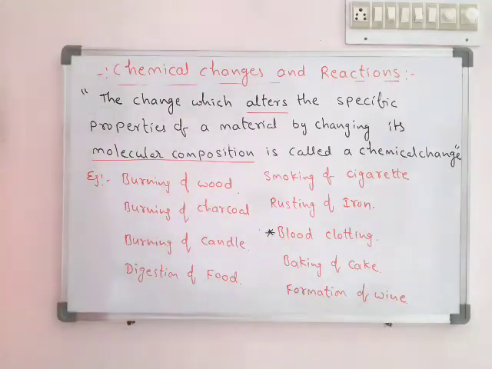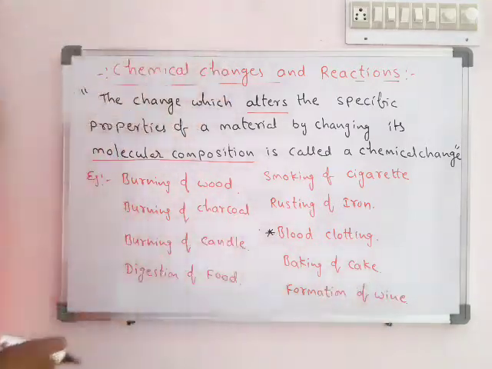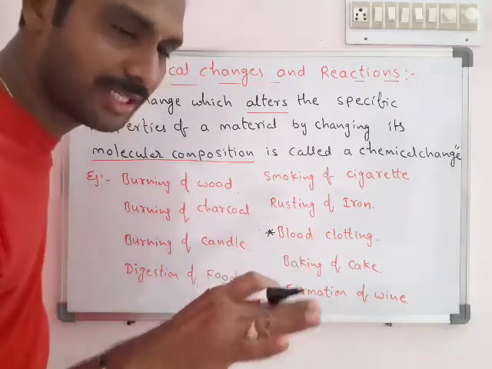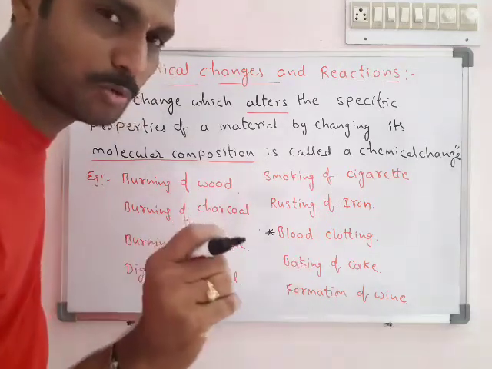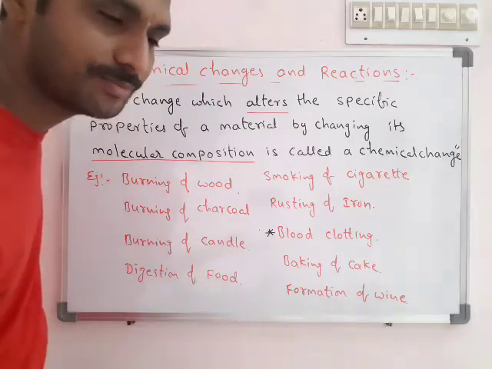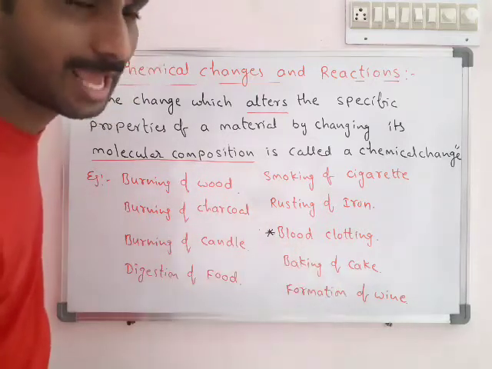So next, baking of cake. Baking of cake means, you know how to bake the cake. It also involves a chemical reaction. It also releases carbon dioxide gas. Generally the cakes are not very smooth on the surface, they have small pores on the surface. It happens due to the evaporation, nothing but due to the releasing of carbon dioxide gas.